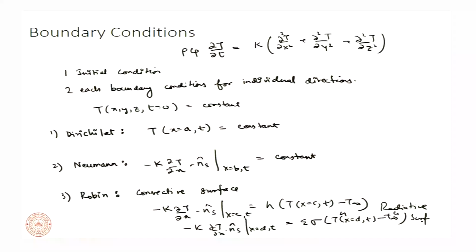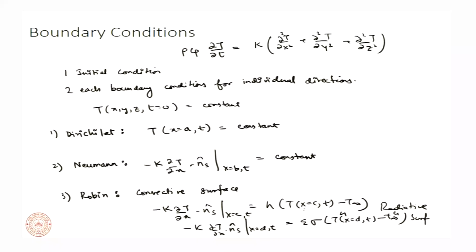Okay. So, if the surface is convective, that means there is some air or some fluid that is able to convect the heat out. In this case, you can see that the flux is equal to the temperature itself, that is a Robin type. If the surface is radiative, then you can have T to the power of 4 dependence.